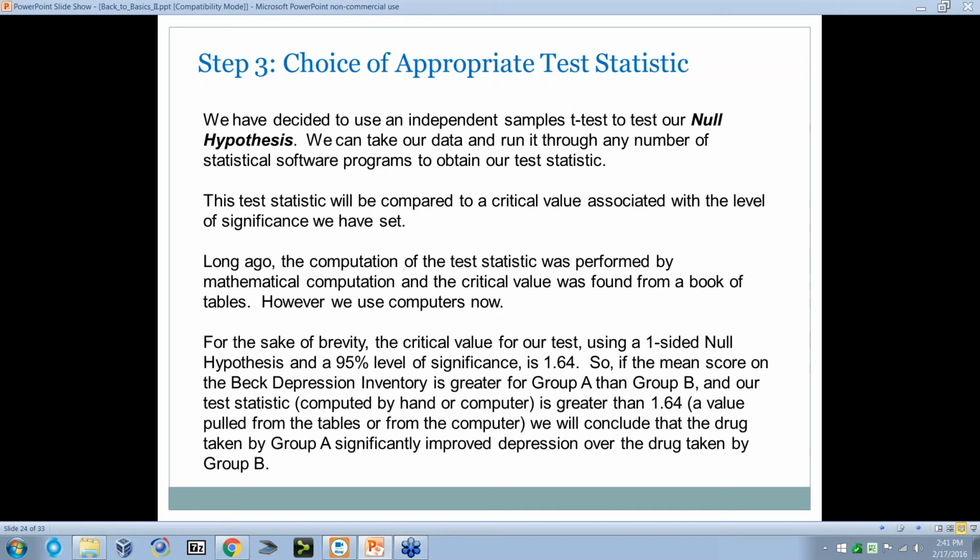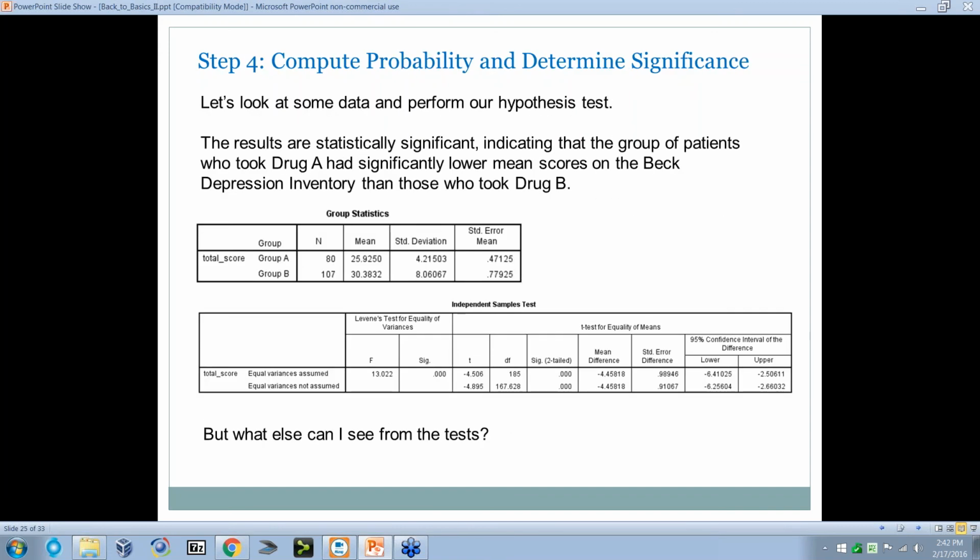For the sake of brevity, I'm going to say the critical value using a one-sided null hypothesis and a 95% level of significance is 1.64 with the t-test. If I have a test statistic bigger than 1.64, then I know I probably have significance. Then we'll conclude that the drug taken by group A significantly improved depression over the drug taken by group B, as long as it's in the right direction, I would hope, as long as group A has a lower mean.